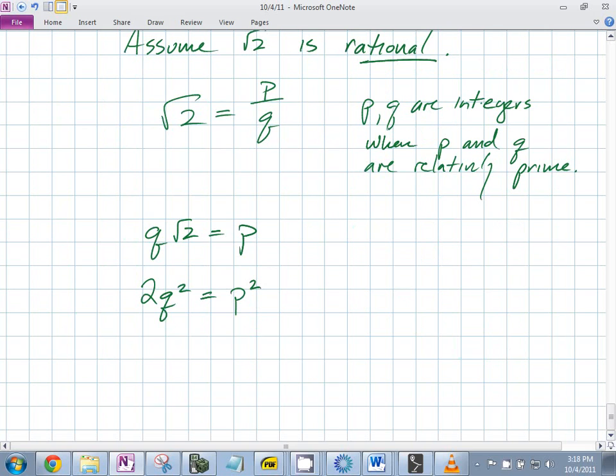Why? Because 2 times the number equals p squared. Does everybody see that? 2 times q squared is equal to p squared. So p squared has to be even.